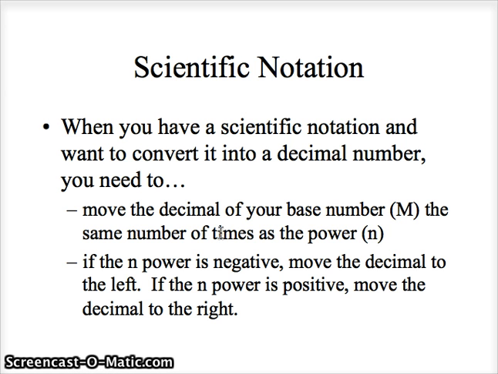Now, if we have a scientific notation and we want to convert it into a number, we just have to do the opposite. You will move the decimal point from your base number m the same number of times as the power n. If the n power is negative, you'll move the decimal point to the left. If the n power is positive, move the decimal to the right. A negative n power means that the number is really small. A positive n power means the value for that measurement is really large.